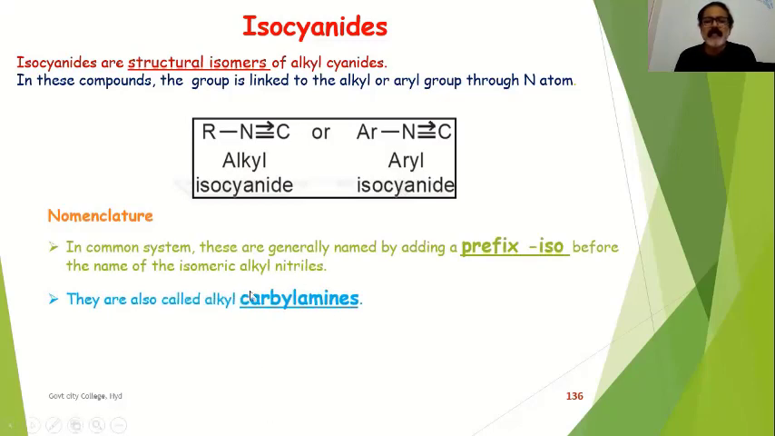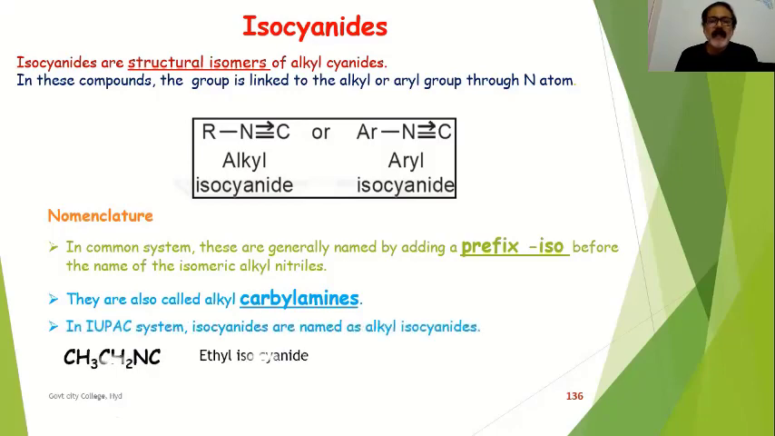And these isocyanides are also called carbylamines. Cyanides are called nitriles, whereas isocyanides are called carbylamines. And when it comes to nomenclature, it is the same nomenclature, ethyl isocyanide. This is the ethyl group. You are having an NC, so we are calling it ethyl isocyanide in the suffix.